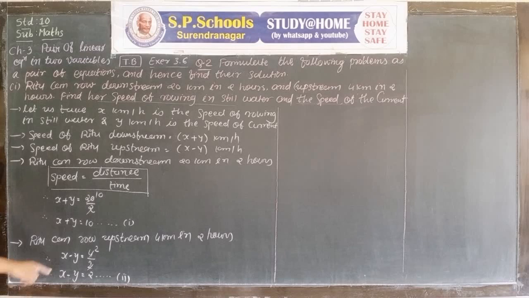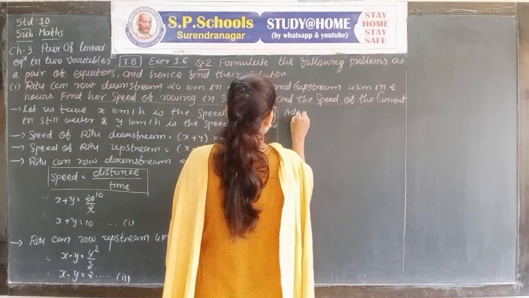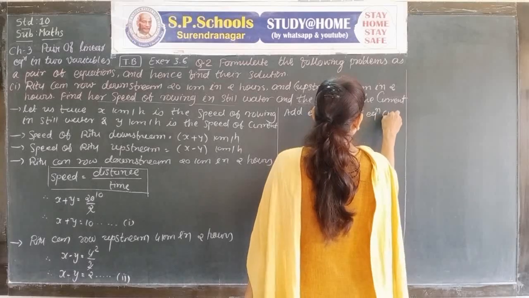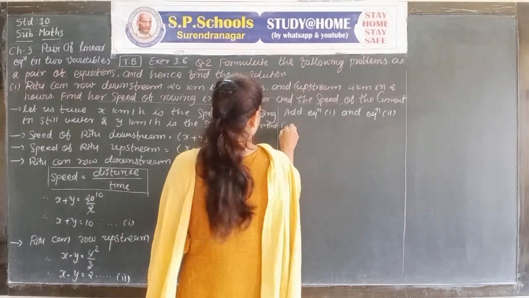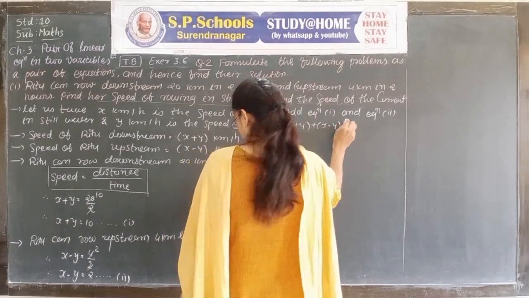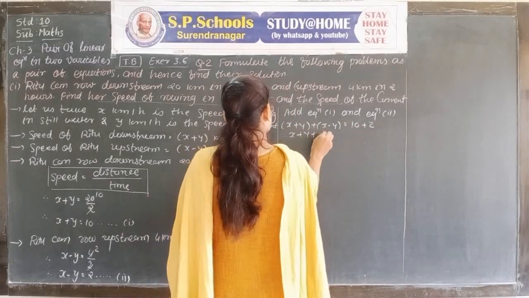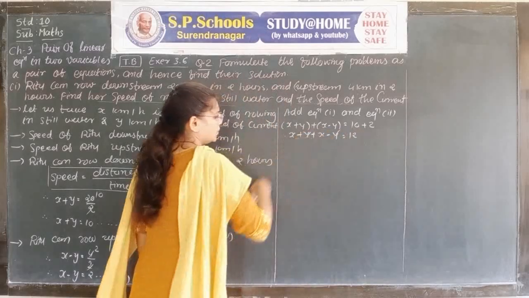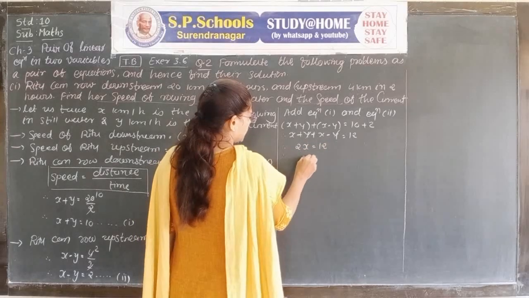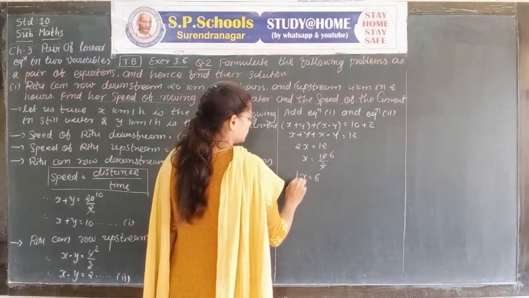See, direct addition is possible, then y is eliminated here. Add equation 1 and equation 2: addition of left hand side and addition of right hand side. Open the brackets. Plus y and minus y are cut, x plus x is 2x is equal to 12. x is equal to 12 upon 2, 2 sixes are 12. The value of x is 6 here.